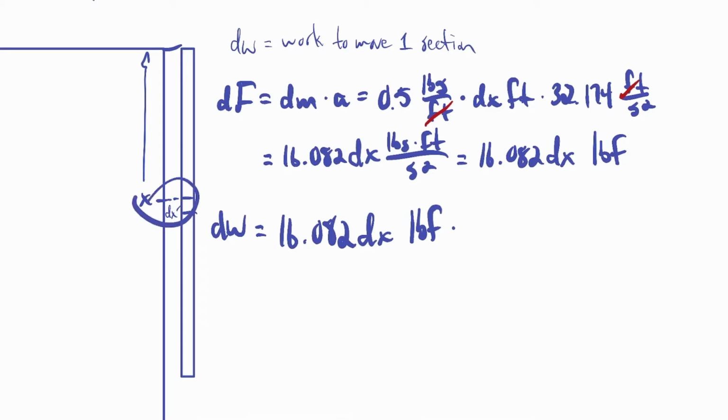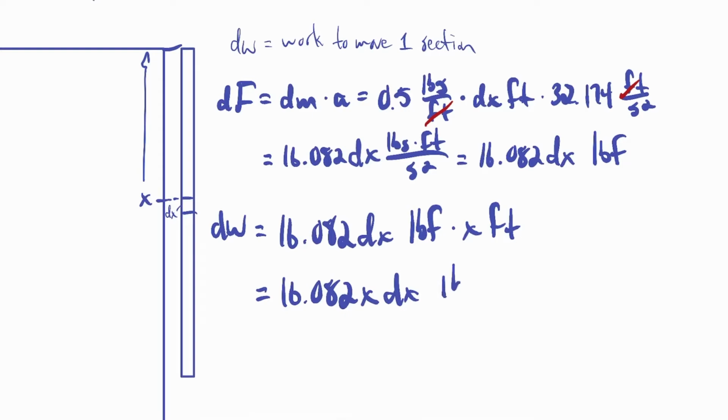Well, this section has to go up x feet. That's how far it was from the top. Times x feet. Okay? So this is going to equal 16.082 x dx, changing the order a little bit because we usually put dx at the end. This is pounds force times feet, or the more standard way to refer to it is foot-pounds force.